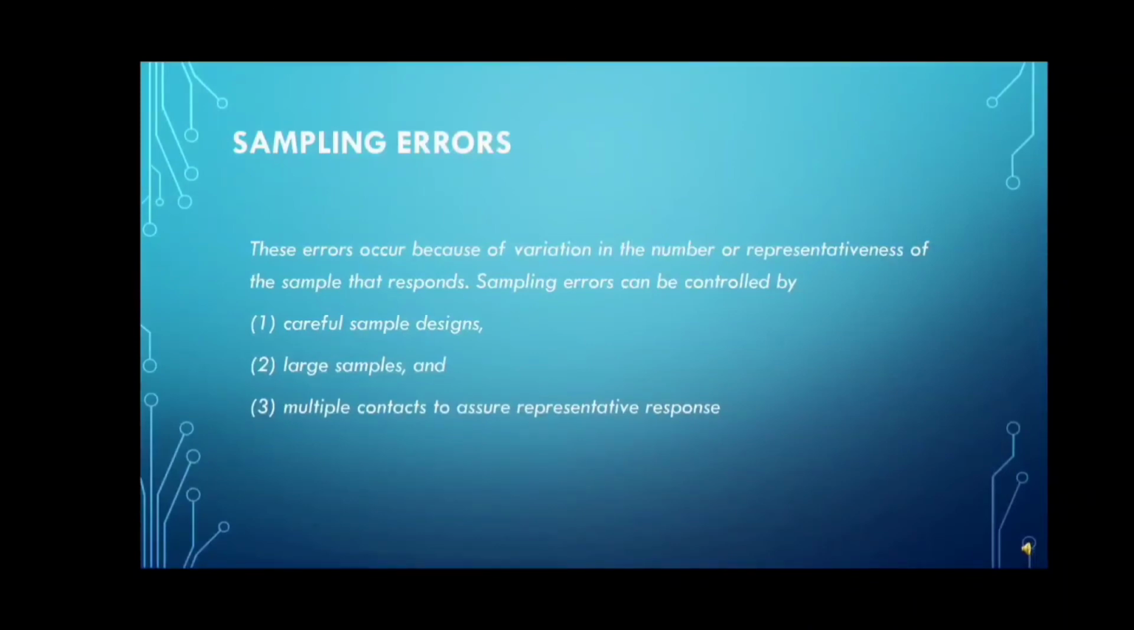The last error is sampling error. These errors occur because of aberration in the number of representatives of the sample that responds. Sampling errors can be controlled by careful sample design, large samples, and multiple contacts to assure representative response.